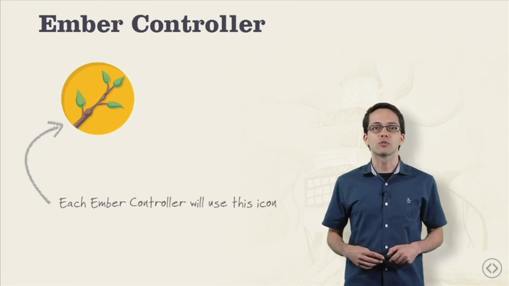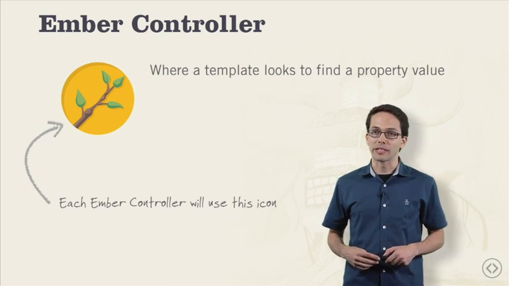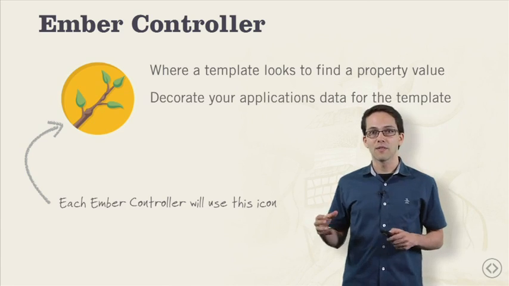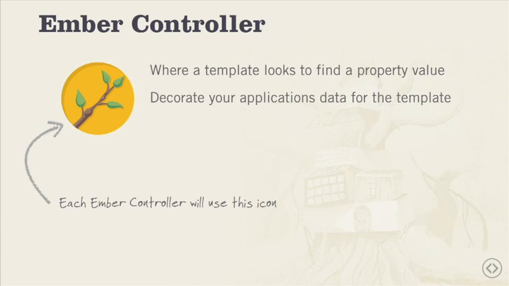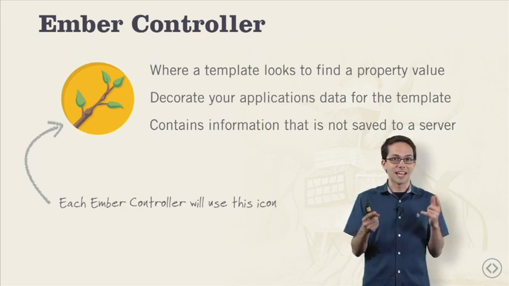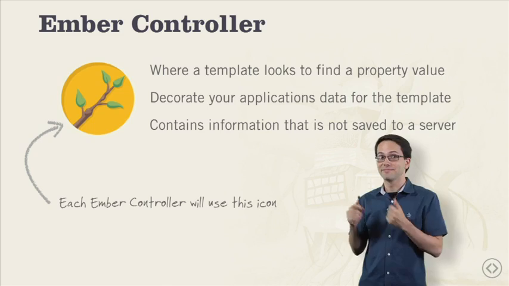This is where Ember controllers come in. A controller is where a template is going to look to find the value of a property. It's also how you're going to decorate your applications for the template, and it also contains information that is not stored on the server. We're going to represent it as a branch because a branch has leaves. Get it?